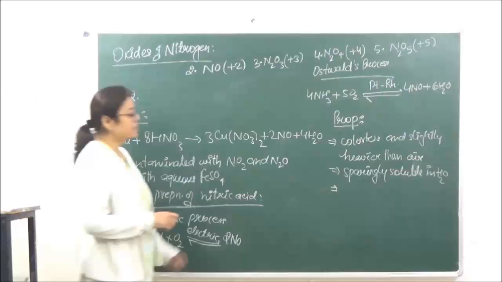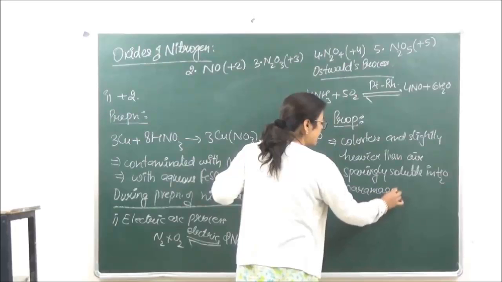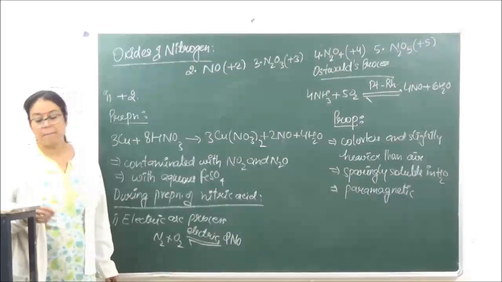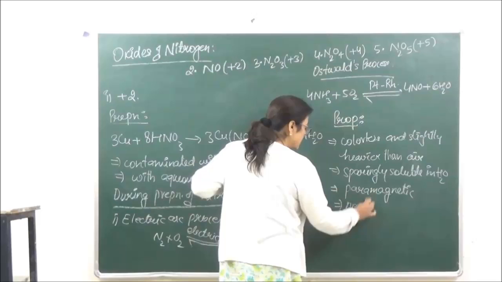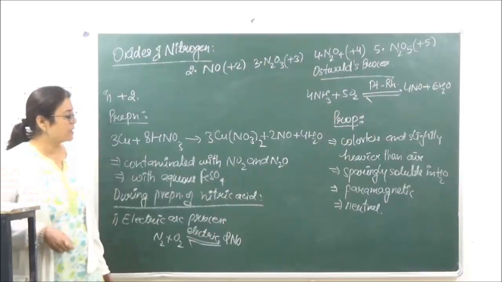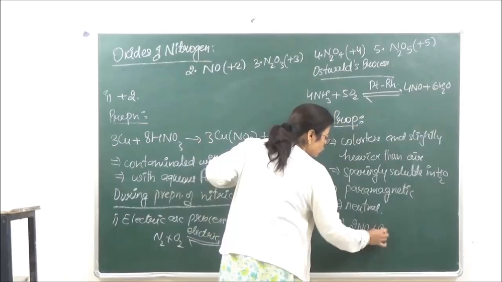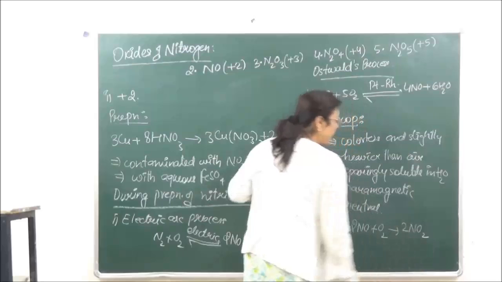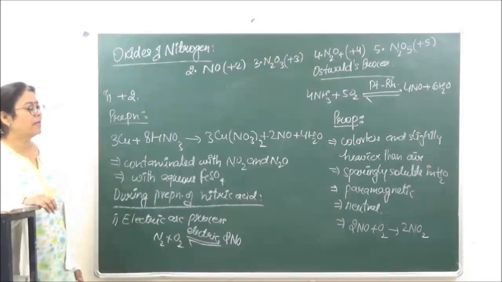Number 3, it is paramagnetic. When we are looking at the structure, we will see that it has one single electron, as a result of which it is going to behave as paramagnetic, and it is a neutral gas, which again means that it is neither going to convert red litmus to blue, nor blue litmus to red. ठीक है? और नाइट्रोजन के साथ जब ये रिएक्ट करता है, नाइट्रिक ऑक्साइड, it is going to give us brown fumes of nitrogen dioxide.